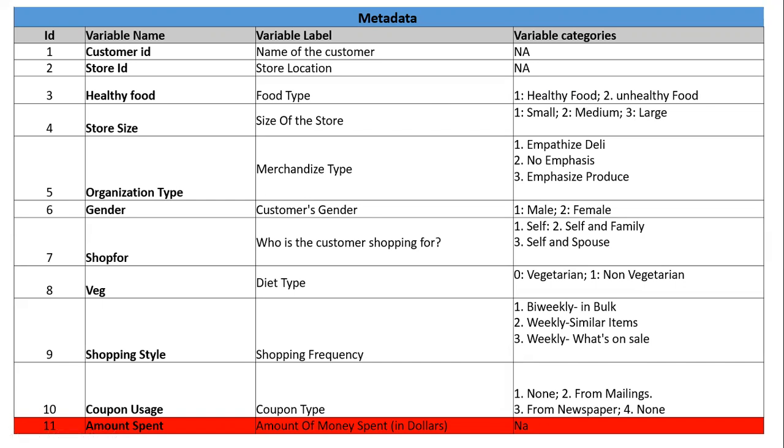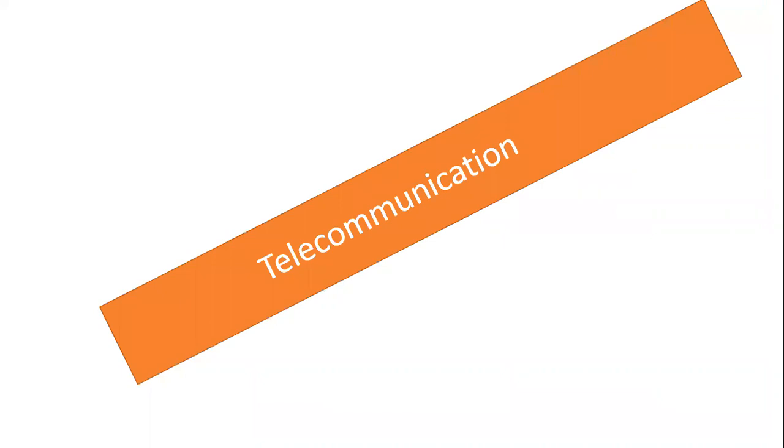Similarly, when you look at the second one, the store size, you can see one stands for small, two for medium, and three for large. So 1, 2, and 3 are nothing but variable levels. So variable level and variable label are two different things. Now, I've shown you an example of a retail case study. Let me move on to the second case study, which is telecommunication.